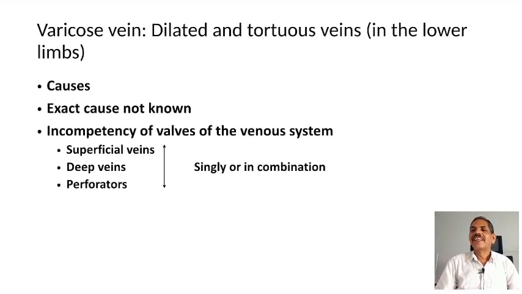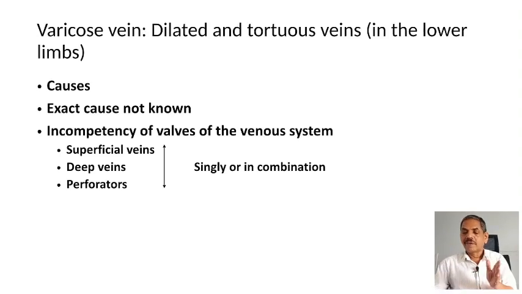Next topic is the varicose vein. Varicose vein is a dilated and tortuous vein, usually seen in the lower limb. The exact cause of varicose vein is not known, but it is due to the failure of the valves, that is, the incompetent valve in the venous system, mainly responsible for varicose vein. It can be in the superficial vein, in the deep vein, or sometimes in the perforators connecting the superficial one with the deep vein. This can occur singly or in multiple combination, resulting in varicose vein.